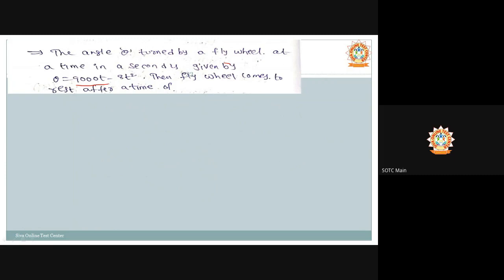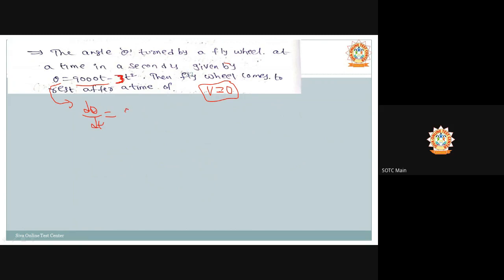8t square. So then flywheel comes to rest means velocity will become rest, means velocity is 0. So you need to find the time when velocity is 0. So just find d theta by dt, then equate to 0. Tell me what t is getting. I think it is not 8t, it is 3t ma. Just rectify this. 3t square.